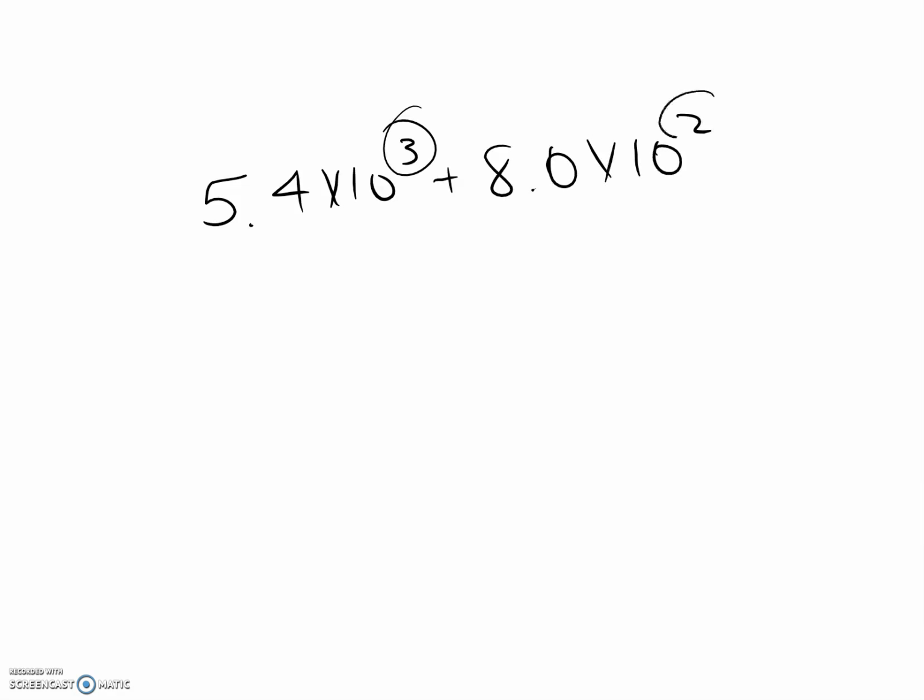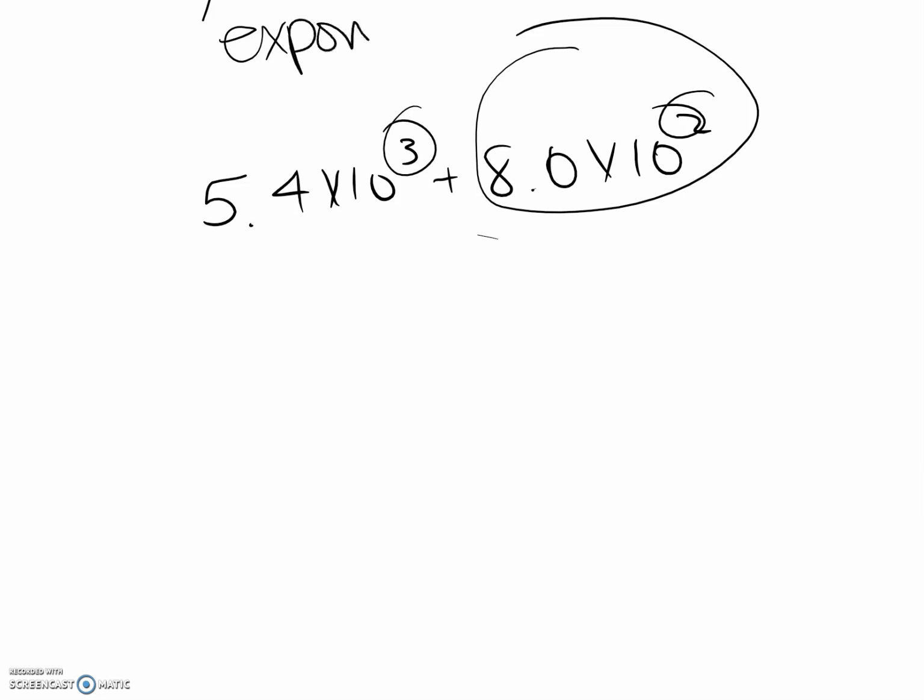So, for example, when you have 5.4 times 10 to the 3rd plus 8.0 times 10 to the 2nd, these two exponents do not match. So, we can take one of these into a different form of scientific notation. I'm going to pick this one so that our exponents match. Because remember, in addition or subtraction, your exponents match. That's a big deal.